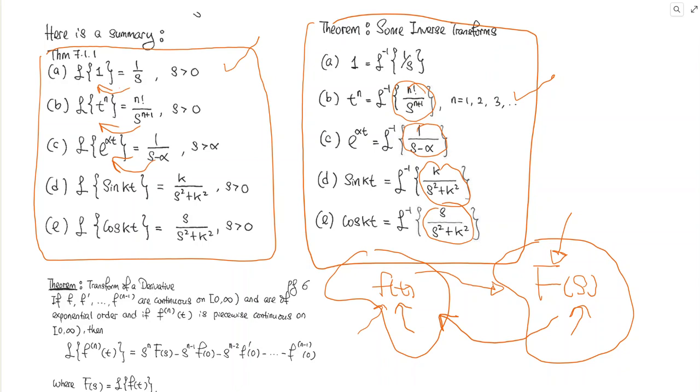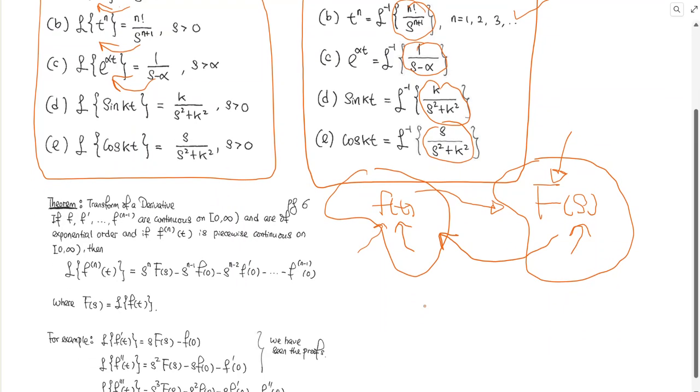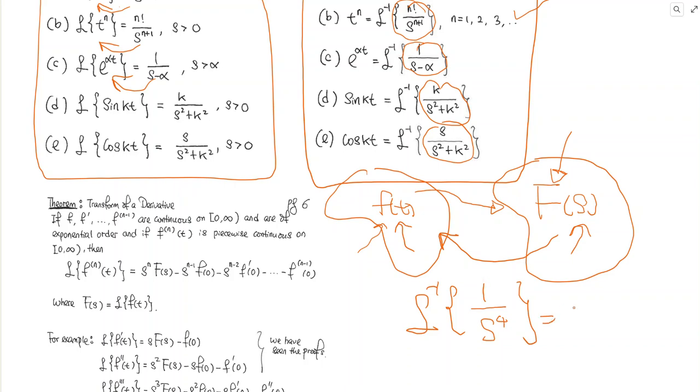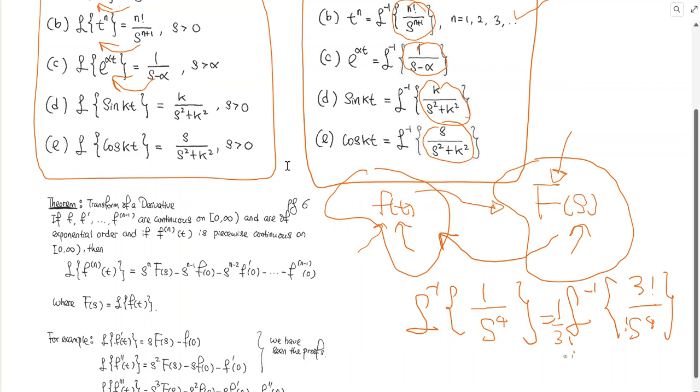Again, think of it like a type of integral. For example, if you have something like 1 over s to the power 4, you can put a 3 factorial in the numerator, 3 factorial over s to the power 4, and then multiply by 1 over 3 factorial. This 1 over 3 factorial can be taken out because of the linear property. So that's what we had on Thursday.